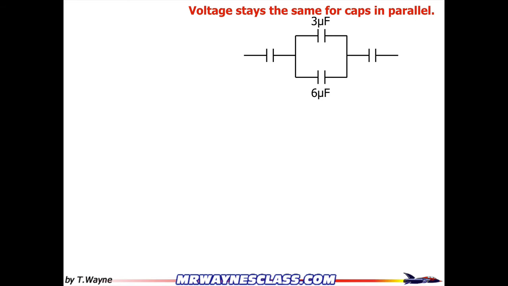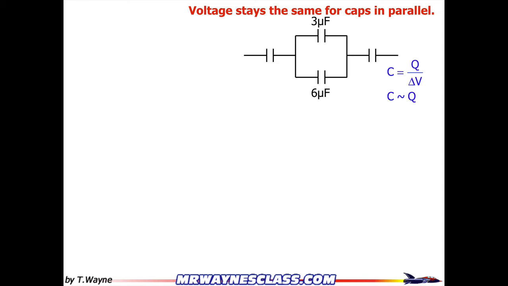So here's a little circuit where you have to remember that the voltage stays the same for capacitors in parallel. So if this is true, then I know that the capacitance is equal to charge over voltage. So the charge on each one of these capacitors is proportional to the capacitance itself. So that's for things that are in parallel. So the bigger the capacitance, the more charge it has.